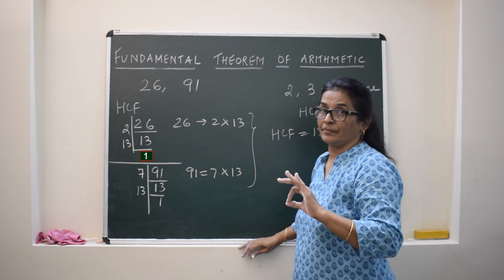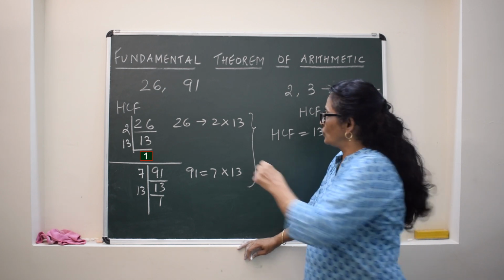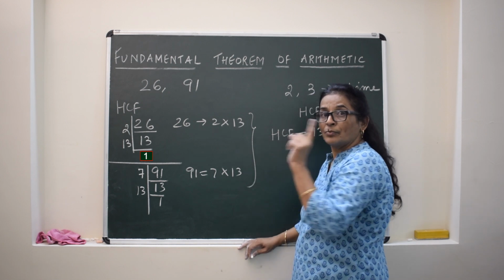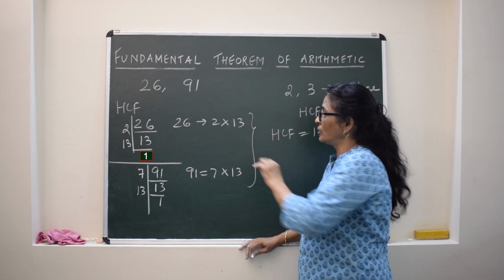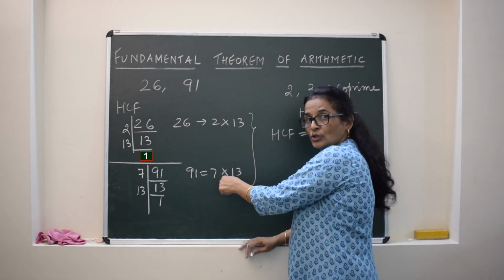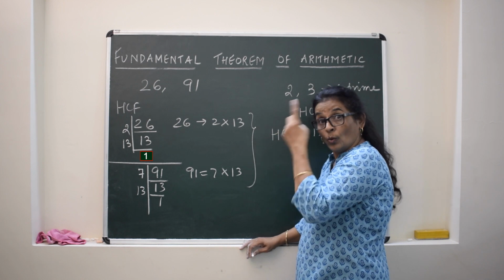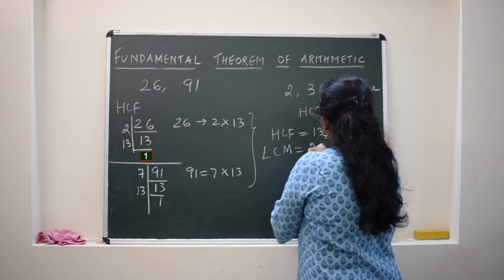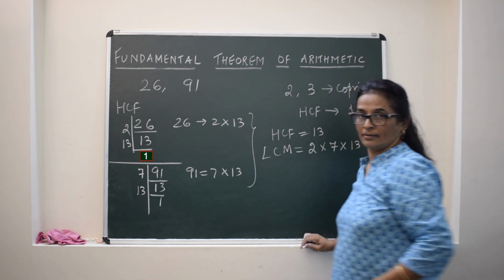And LCM will be the highest power. So here 13 is repeated and its highest power is 1. So 13 will be taken once, and left out are 7 and 2. They will also be considered because their highest power is 1 only. So the LCM will be 2 into 7 into 13.